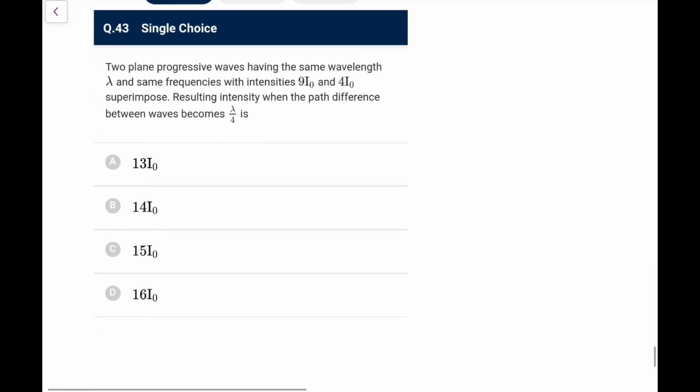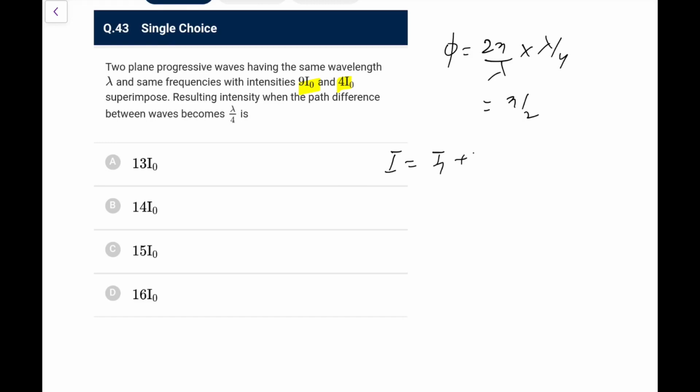Next one. Two plane progressive waves having the same wavelength and same frequency with intensities 9 and 4 are superposed. The resulting intensity when the path difference becomes lambda by 4. You can directly say the phase difference would be 2 pi by lambda into lambda by 4, that is pi by 2. So I would be equal to I1 plus I2 plus 2 root I1 I2 cos phi. Cos of pi by 2 is 0, so this is simply I1 plus I2, that is 13. Go for option A in this particular case.